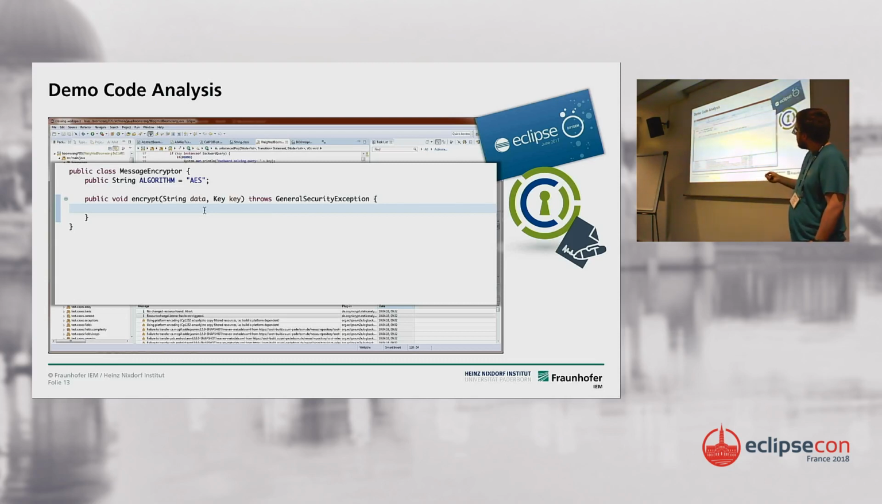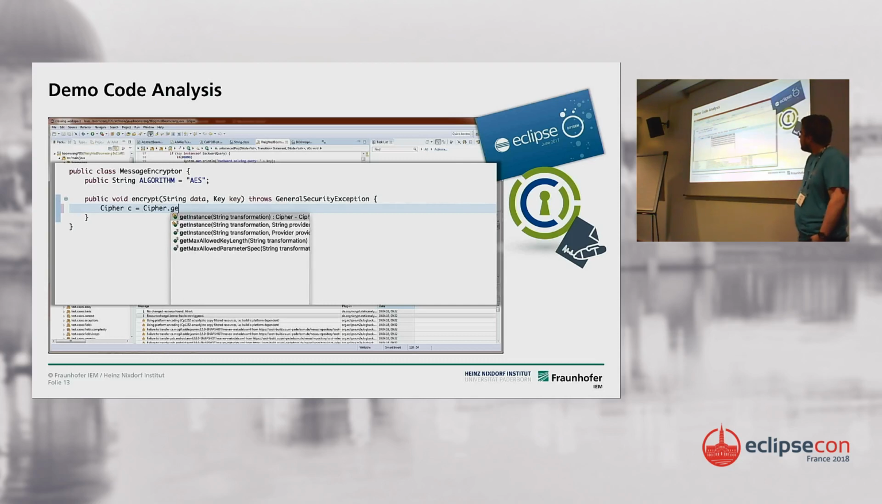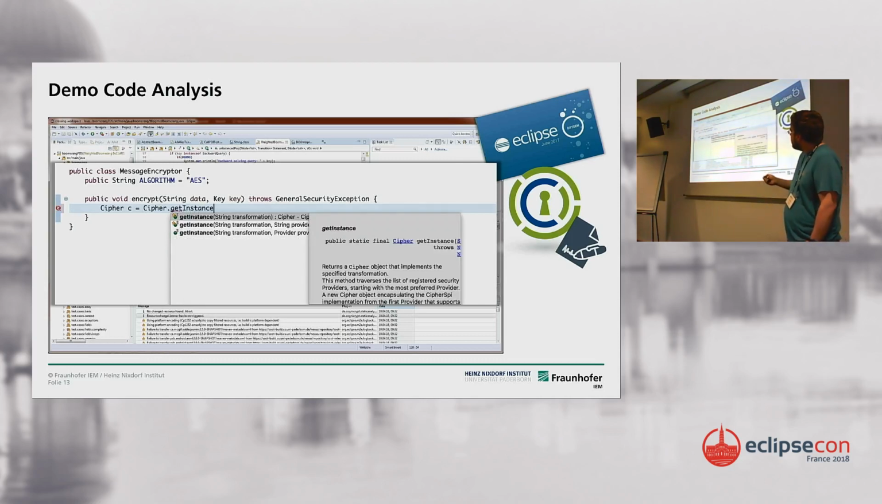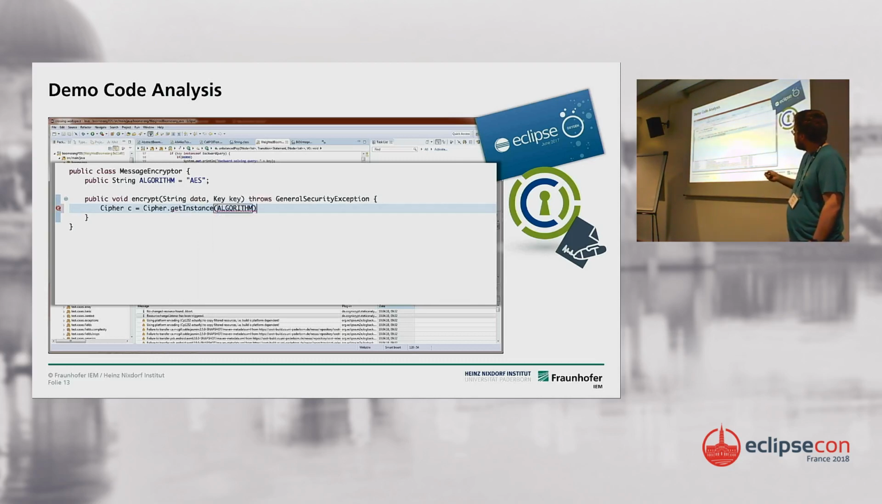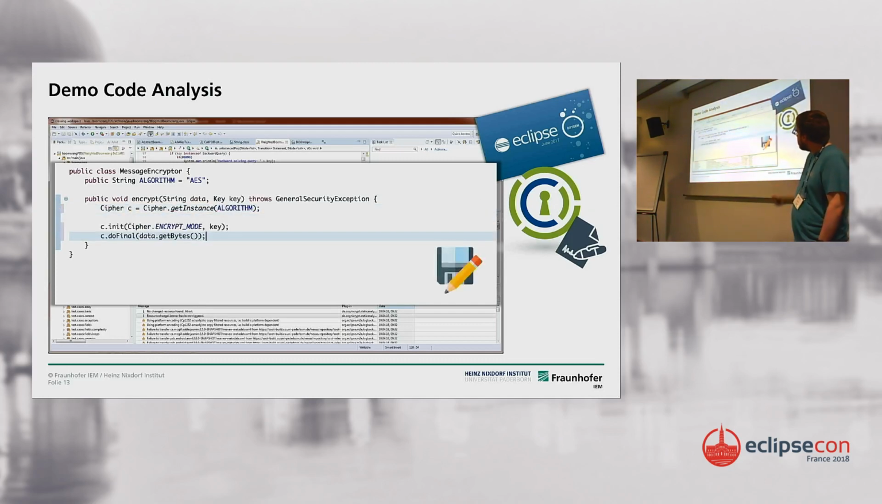Here we again try to implement some encryption with a field that's telling us the algorithm. In this case, it's AES. And now we just need the 3 cipher statements that we've seen earlier already. Here we get instance call, and we're using the algorithm that is defined here as a field. And then come the other 2, and then we hit save. And this error marker here appears. And it tells us that this parameter is actually wrong.